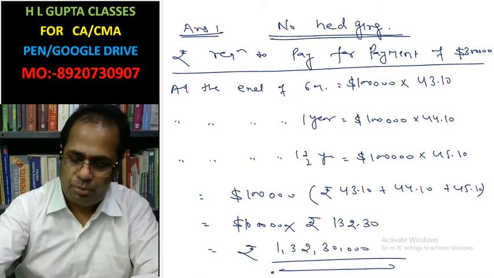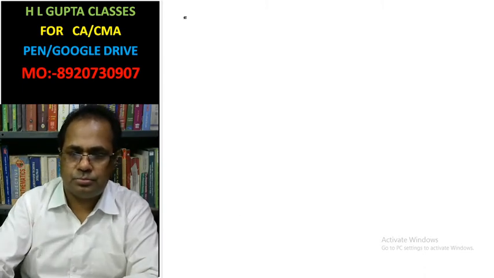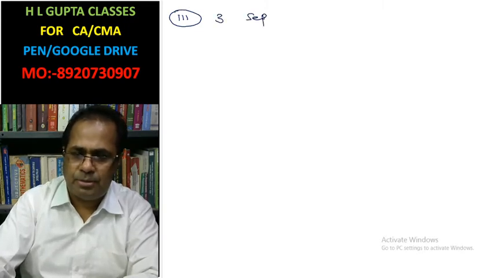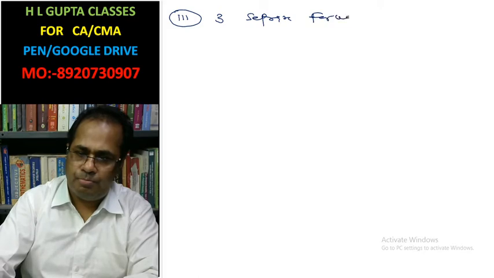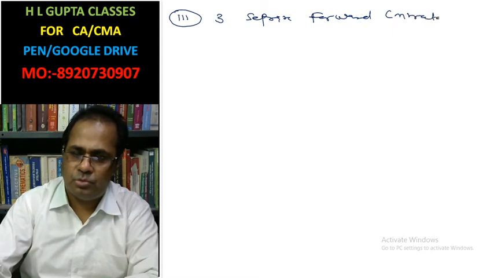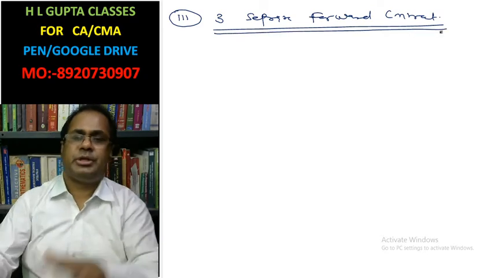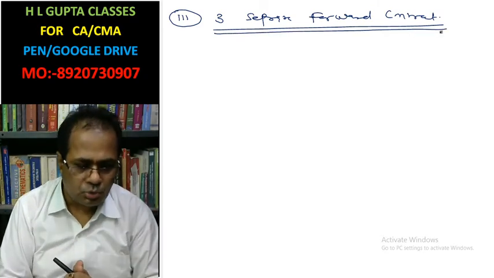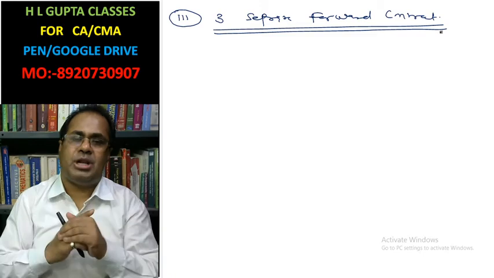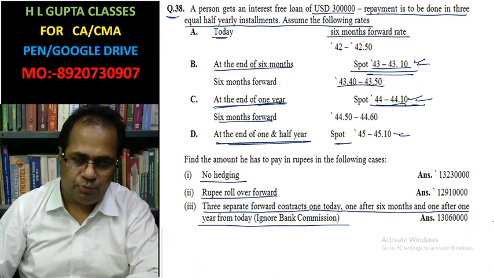Okay, now the third case, three separate forward contracts. Three separate forward contracts means, look at here: today you enter into a purchase of $1 lakh at the 6-month forward rate.